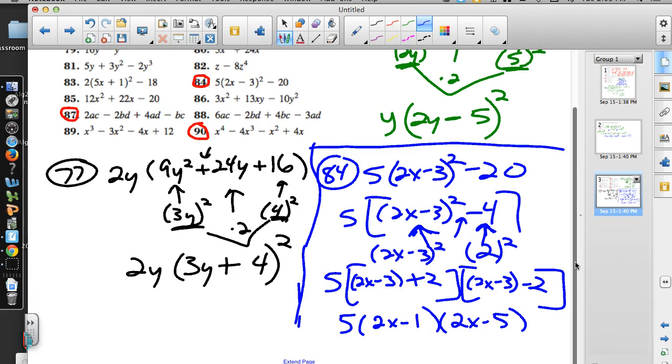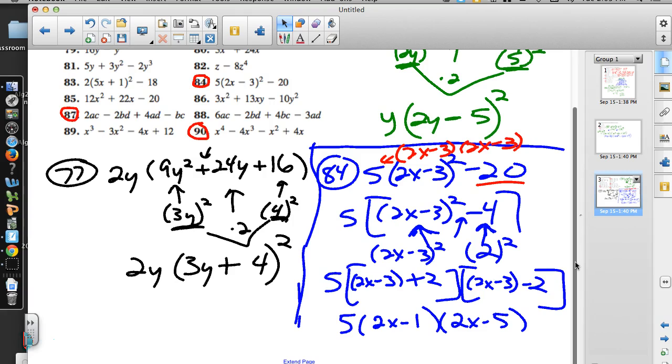Now, how else could you get there? Well, you could multiply 2x minus 3 times 2x minus 3, get an answer, distribute the 5, then subtract the 20, and get this down to a trinomial that you would be able to factor. So that is another way to do it if that difference of 2 squares pattern is just not showing itself to you right there. All right, the next ones that you had issues with were the ones with grouping.